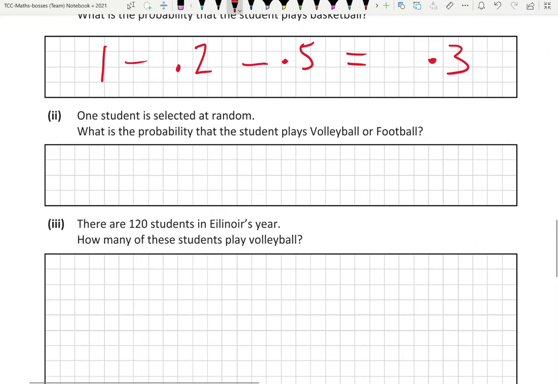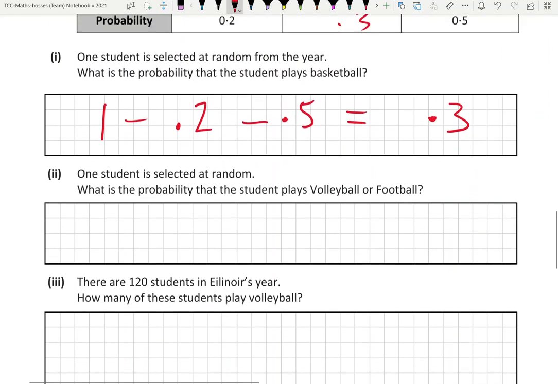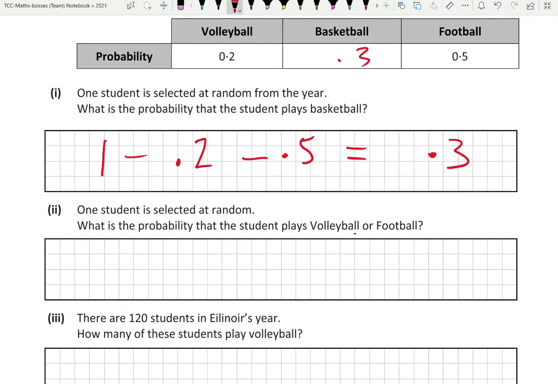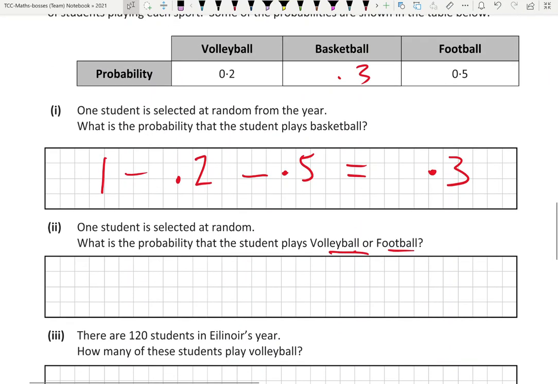Now, one student is selected at random. What is the probability that the student plays volleyball or football? So that event for volleyball or football has a probability of 0.2 plus 0.5. You add them because it's more likely that you're going to get a hit if it's volleyball and football. So the probability of them both is 0.7 essentially, but we'll let the calculator do that, and we're dividing by 1. So the answer is, of course, 0.7.